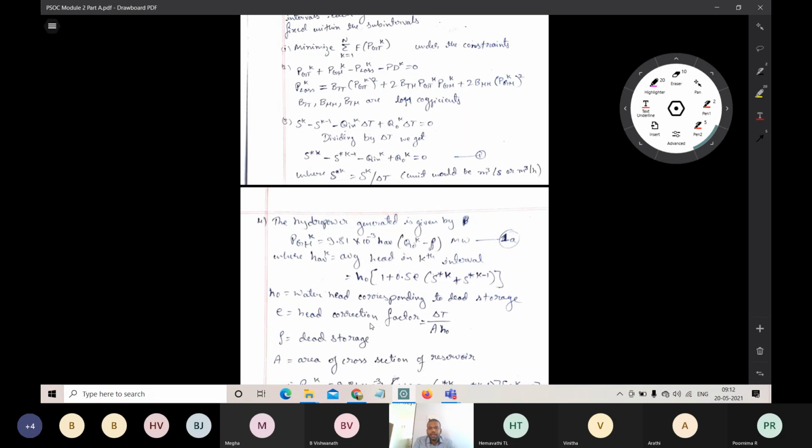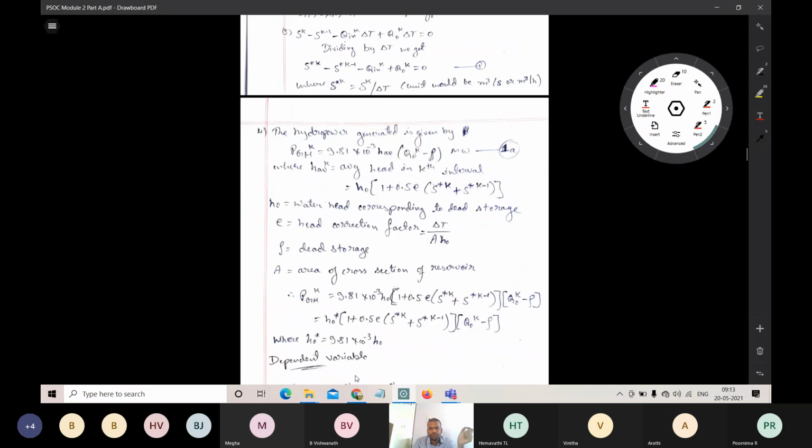There will be some errors while calculating, and that error is balanced by some factors. That is given by delta T by A H naught. And rho is the dead storage. Here A means the area of cross section of the reservoir, the total area of cross section of the reservoirs.